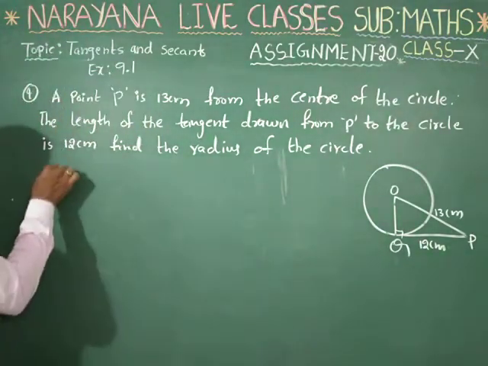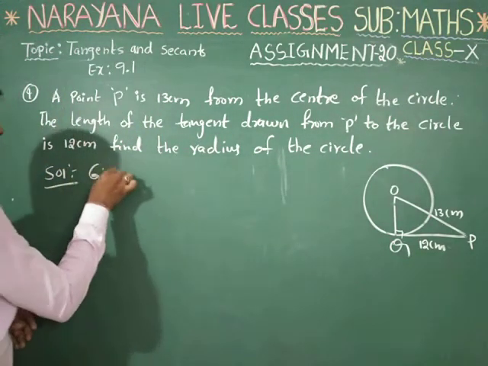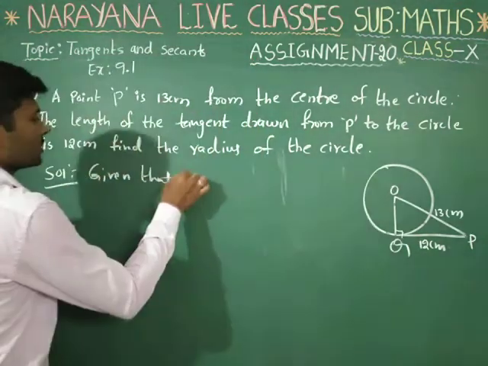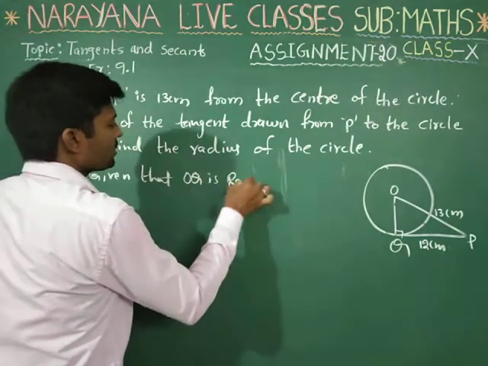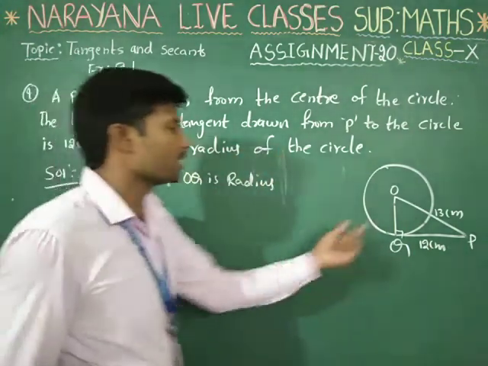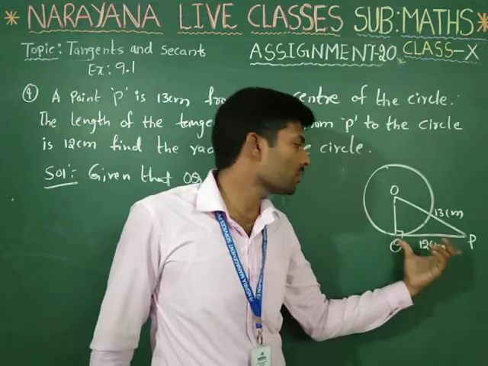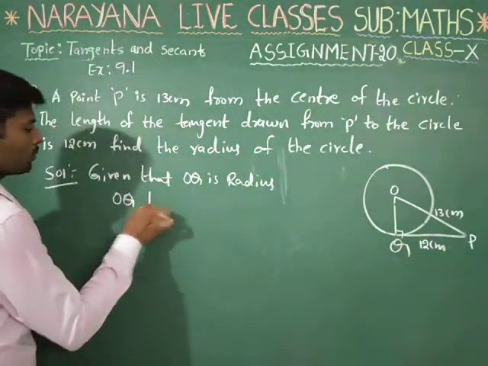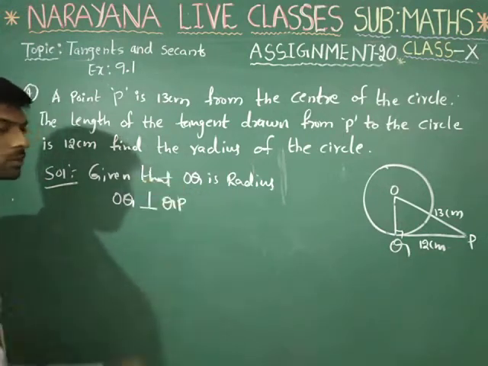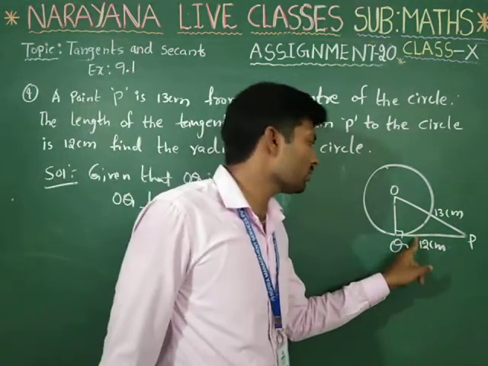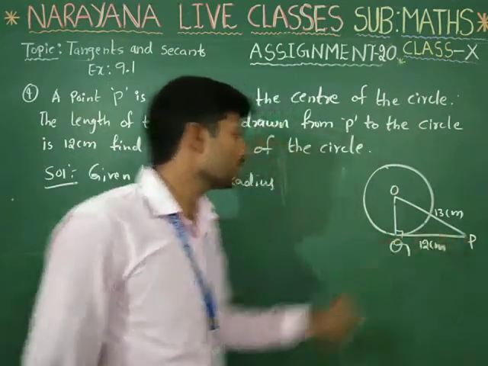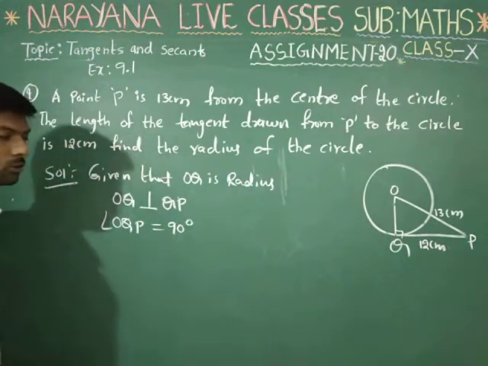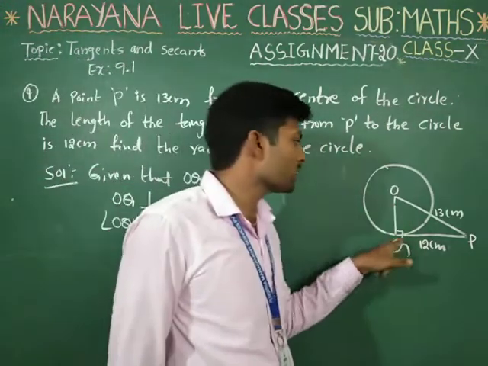So let's take what is given. OQ is the radius, and the radius of a circle is perpendicular to the tangent. That is, OQ is perpendicular to QP. If these two are perpendicular, then angle OQP is equal to 90 degrees. So it forms a right angle triangle.